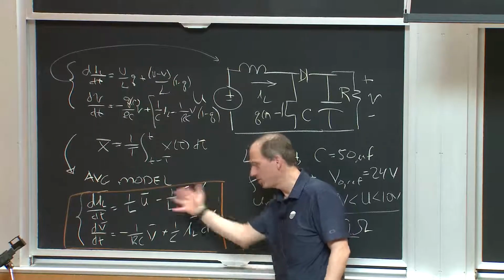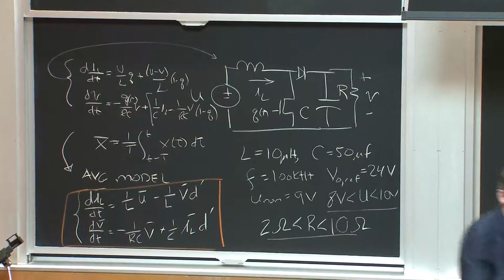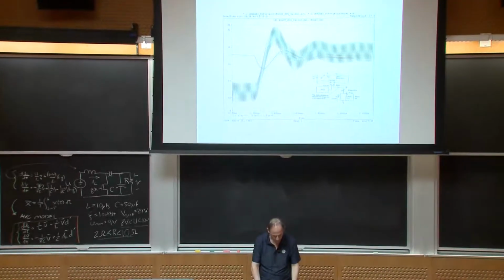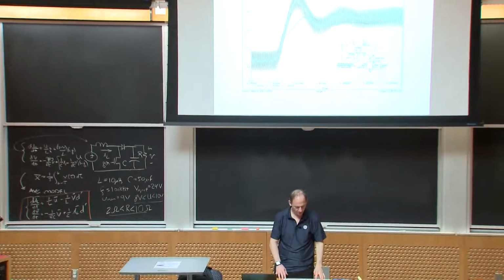So in fact, if I simulated this model, first of all, I apply the averaging, which kind of kills the switching ripple, and I simulate the average model, I will get what we see up there, the sort of solid lines. They capture the low frequency dynamics and kill the ripple, okay? And that's pretty nice, right?